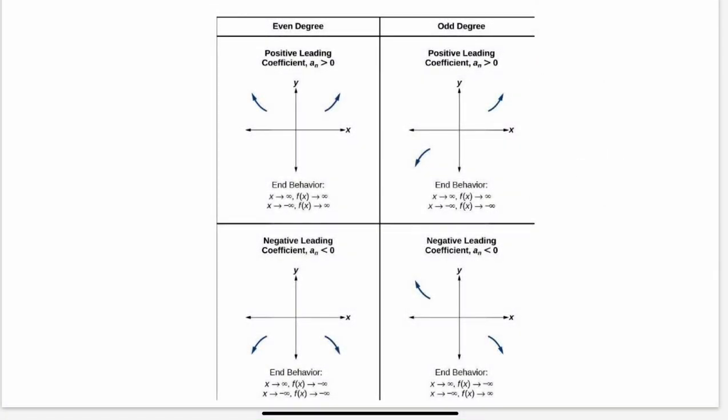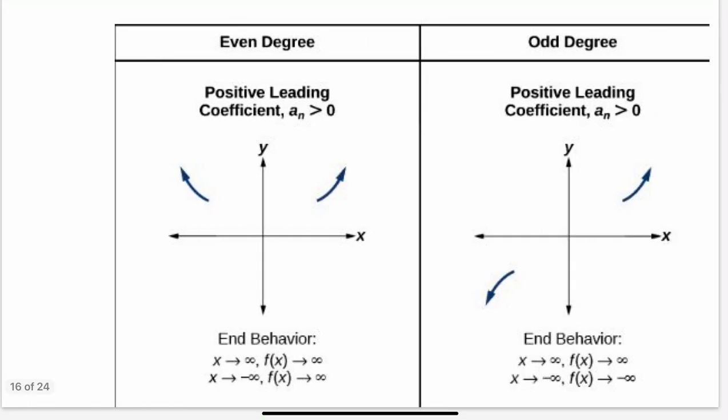Now we're going to talk about end behavior. This is something you should have seen before, this little diagram where you talk about if it's an even degree, something like x squared or x to the fourth, as you go out in both directions, it goes up, up. In other words, as x goes out to positive infinity, y goes out to positive infinity. Also, as x goes out to negative infinity, y goes up to positive infinity.